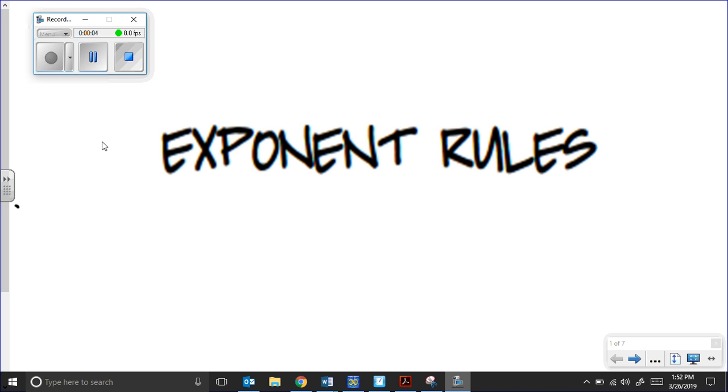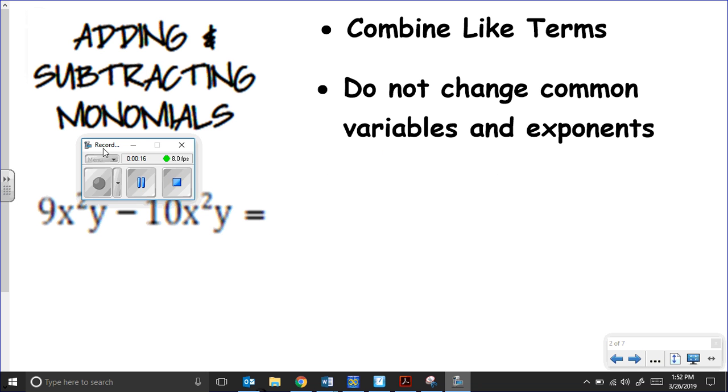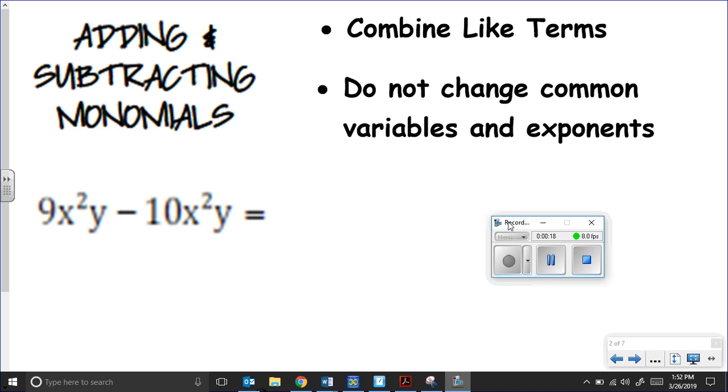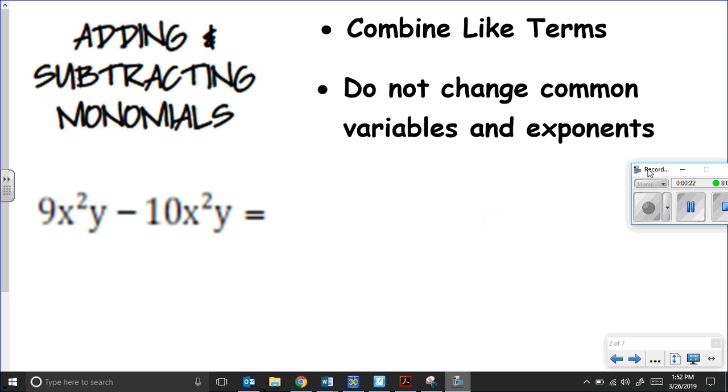All right, so today we're going to talk about the exponent rules, and there's a few of them that you just have to memorize when you see them and what you're supposed to do. So like we've already discussed before, we've discussed the adding and subtracting of monomials. And so really all you have to do there is just combine like terms. And just remember, you're not changing the common variables in the exponent. So you're really only dealing with the coefficients, which are the numbers in the front.